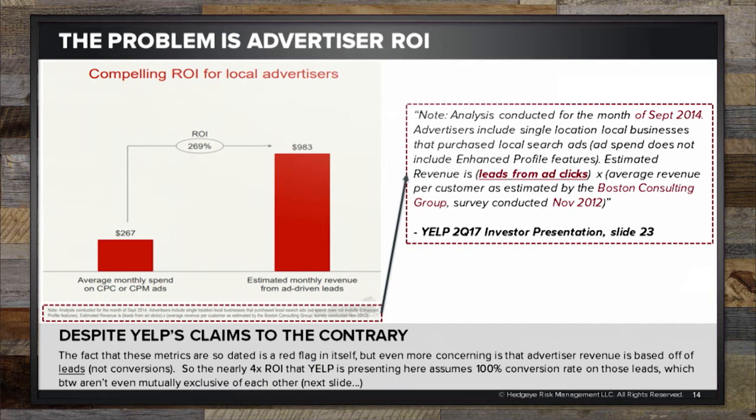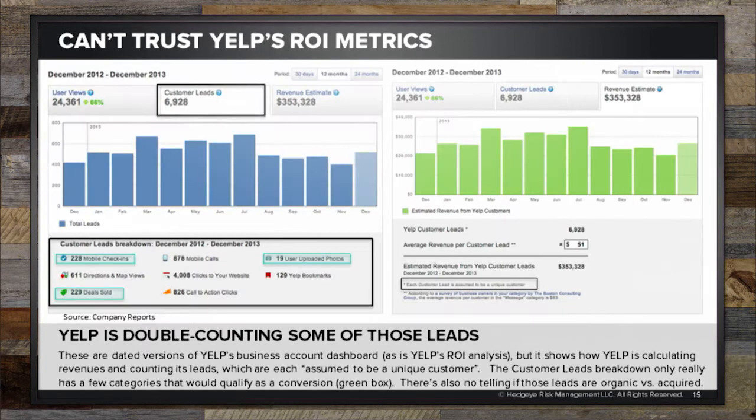So by assuming that revenue based off of leads, you're assuming 100% conversion off those leads, which obviously doesn't make any sense. So now if we go to slide 15, we get a little bit more detail as to how they're coming up with these numbers. The thing that we have to consider here is that those leads are not mutually exclusive. Yelp is actually double counting them in certain situations, right?